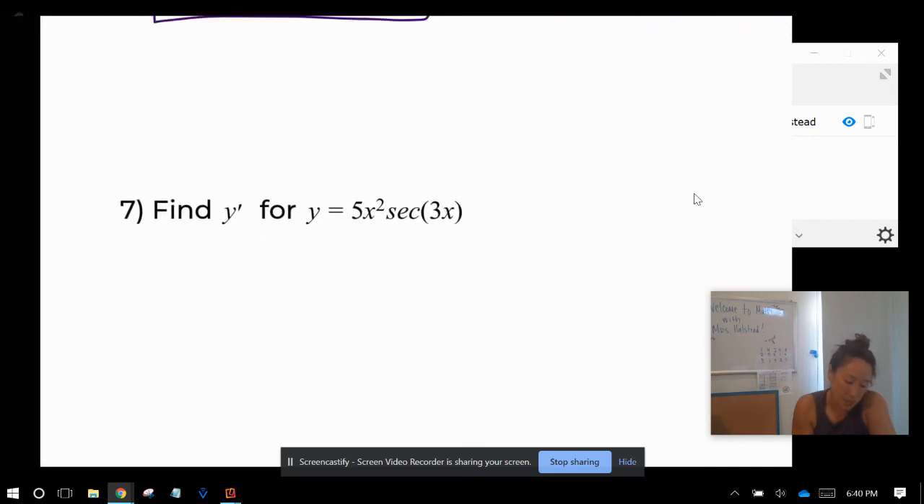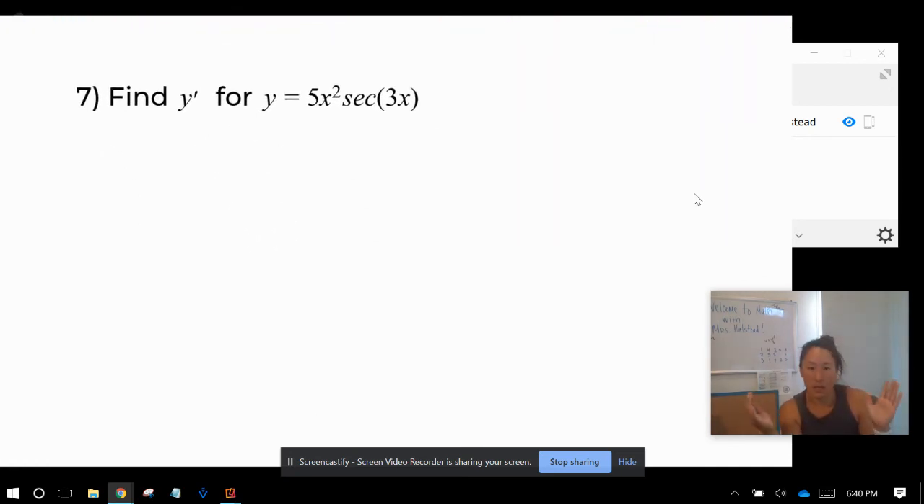Number 7. We have 2 more. All right, inside, outside, what's going on here? There's a lot going on here. There's actually more than one rule we have to apply. We have product rule here.